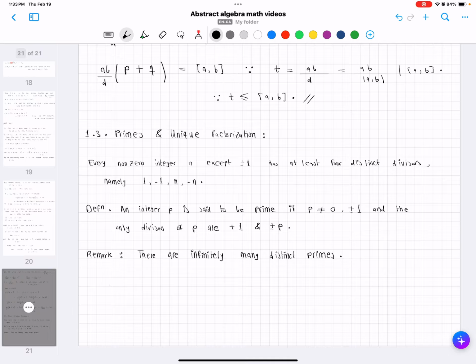And because we've seen that an integer has the same divisors as minus itself, if a number is prime, then its negative is prime as well. So you have the following remark, that p is prime if and only if minus p is prime.